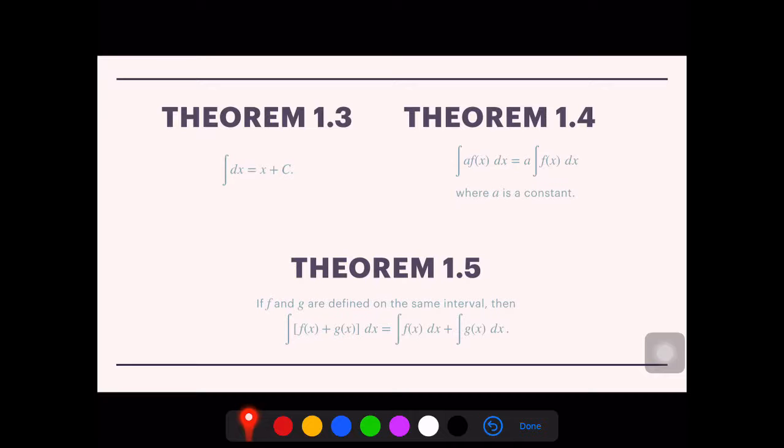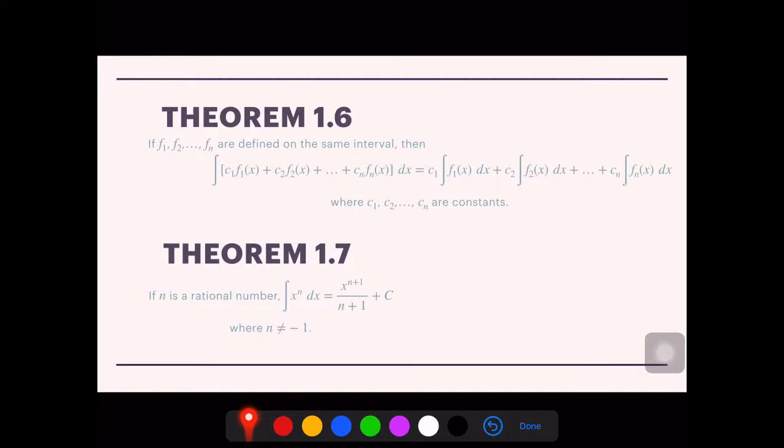Now, if we have a function to be multiplied by a constant a, theorem 1.4 asserts that we just have to multiply the constant a to the antiderivative of that f of x. We can use theorem 1.5 to get the antiderivative of a sum of functions. Now, theorem 1.6 would be the combination of theorems 1.4 and 1.5.